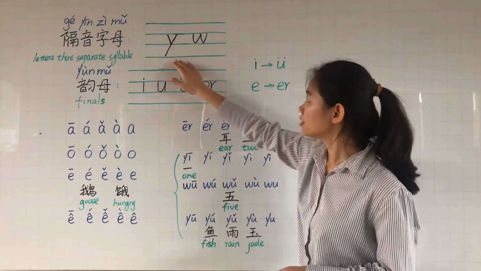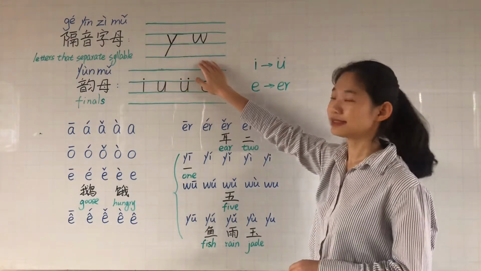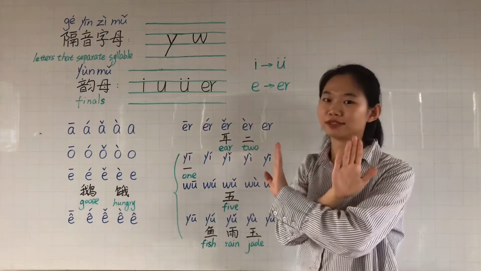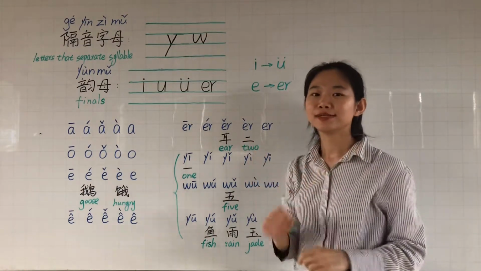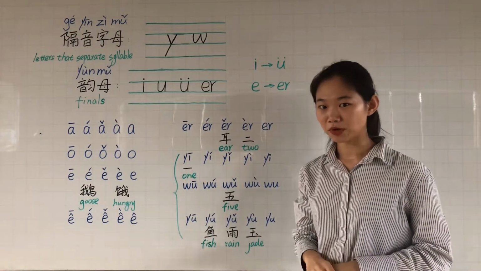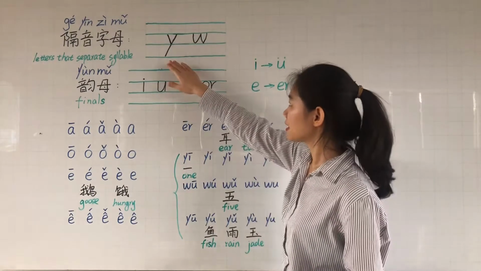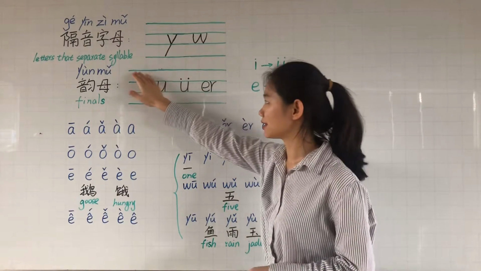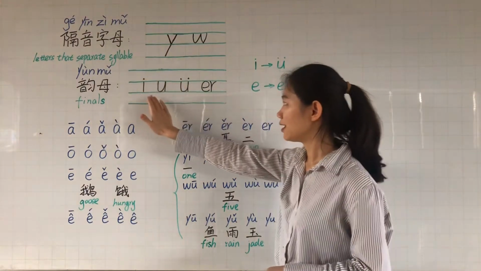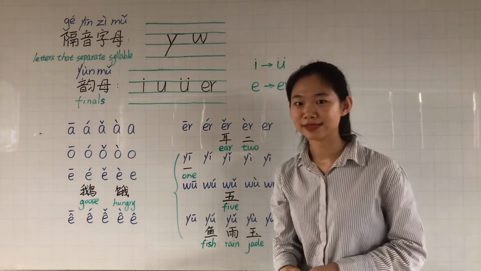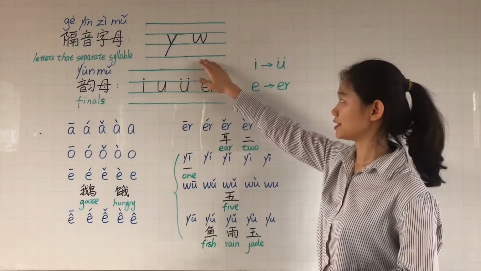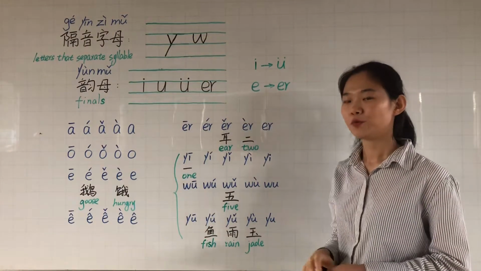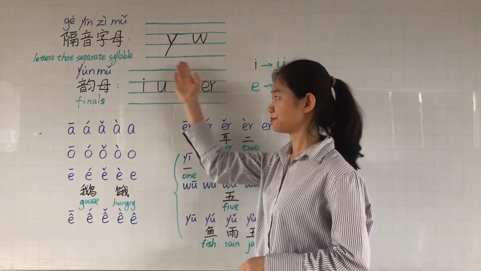And these 2 letters are just symbols. No sound. But for teaching purpose, we can call them yi and wu. The sounds are the same as these 2 finals. Later, we will learn how to pronounce and how to use these 2 letters. Now, we learn the finals first.